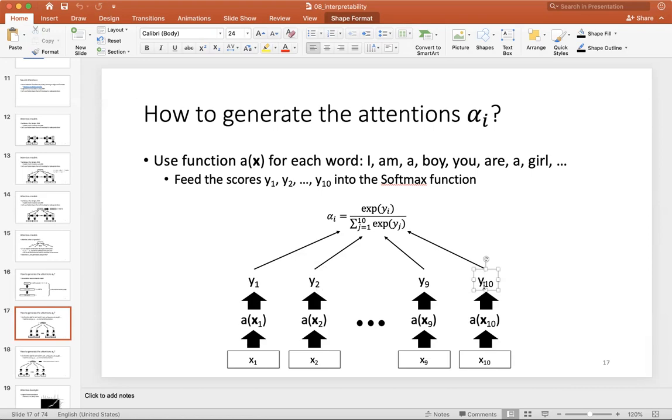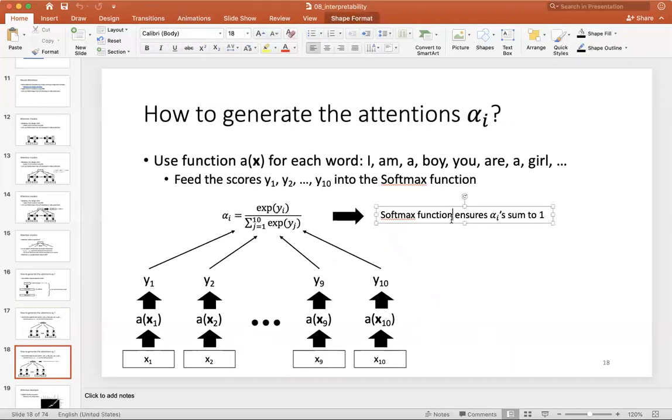They're unnormalized, but you want the alphas to sum up to 1. You want the alphas to be a convex sum. So you take all the y's and put them through a softmax function, and that's how you get alpha. The softmax function converts a bunch of numbers into a probability distribution, like a multinomial distribution. So when you put all the y's into the softmax, the corresponding alphas, alpha 1, alpha 2, will now be probability values.